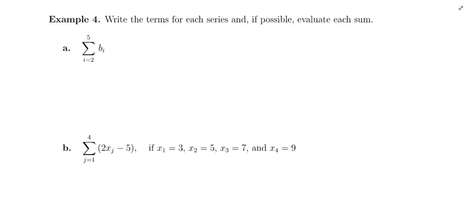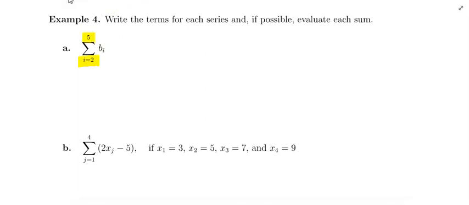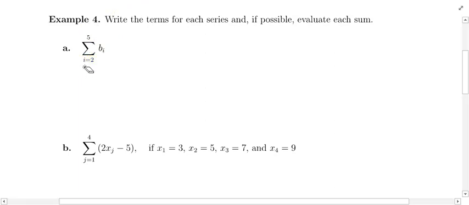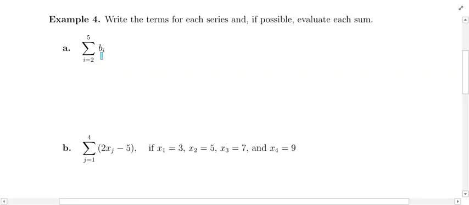The series in part A is given by this expression. You've got your sigma notation. The lower limit of summation is 2. The upper limit of summation is 5. You've got an index indicated by i, and the terms of each sequence are given by this expression, where you have b and the subscript on b is i.